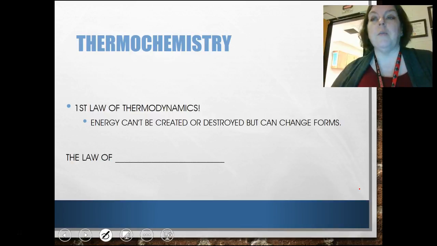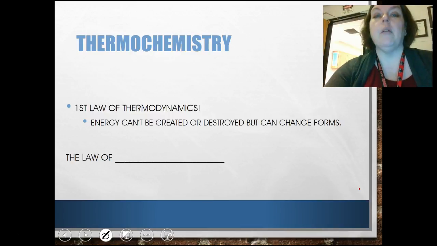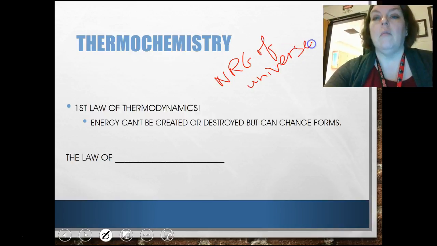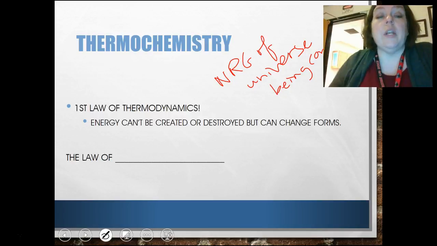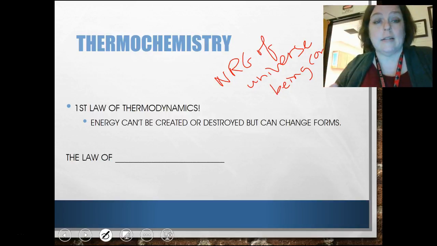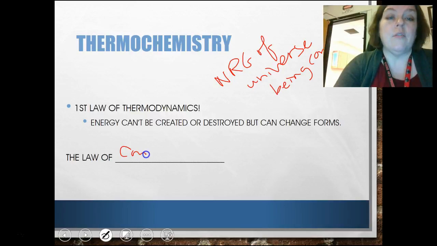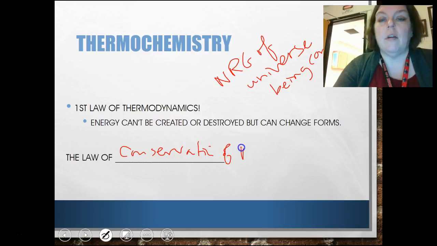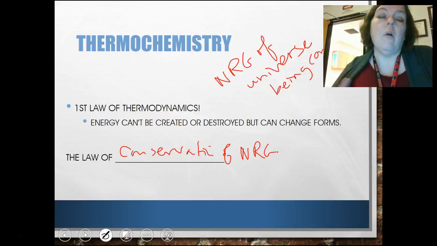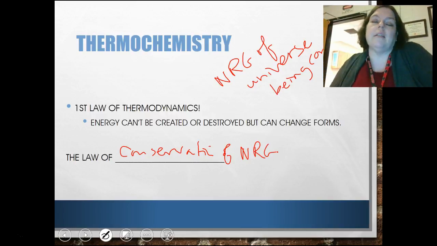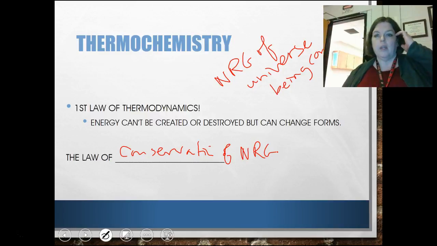Okay. The first law of thermodynamics. Now, in your textbook, it talks about the energy of the universe being constant. Okay, that's just a fancy way of saying that energy cannot be created or destroyed. And we already know that. You were introduced to that very early on in science classes, and you know that it's the law of conservation of energy. Okay, so you already know this. You know the first law of thermodynamics. So guess what? You know thermochemistry already.